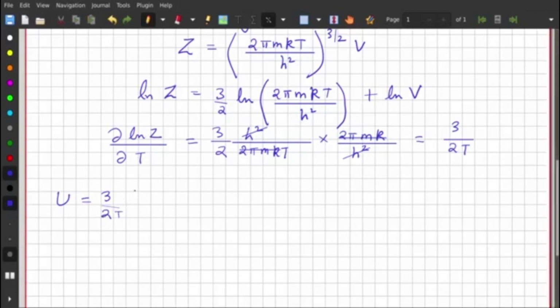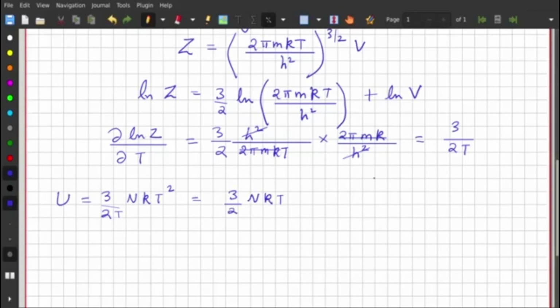That's the partial derivative of log Z with respect to T multiplied by N Boltzmann constant T squared. So this simplifies to 3/2 N k T. So that's the internal energy, the internal energy at a given temperature T for the particles.